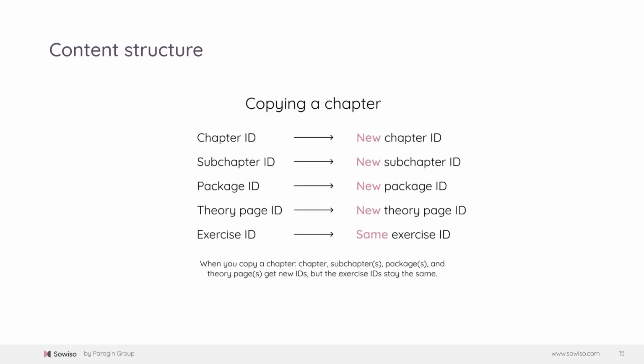So what happens when you copy a chapter? You're going to get your own chapter with a new chapter ID, a new sub-chapter ID, a new package ID, new theory page. Everything is new except for the exercise. So the exercises will stay the same as the original exercises in the Sowiso Basic Math group. What does this mean for you? It means that you can't make any changes to these exercises.